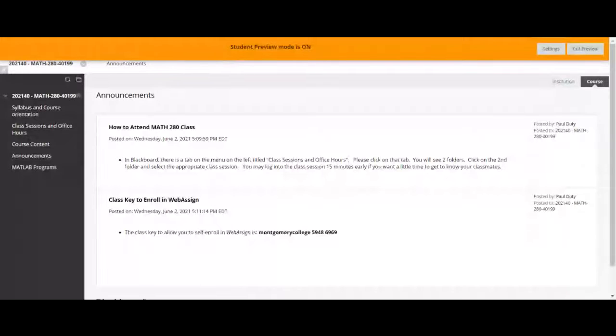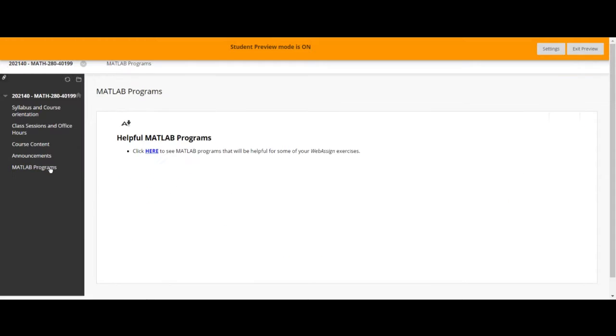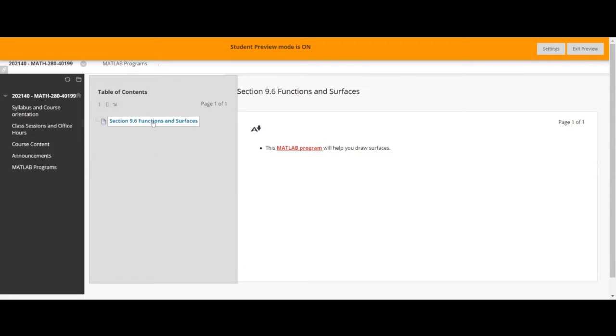Okay, so can everybody see the Blackboard okay? Maybe give me a thumbs up. Okay, excellent. So you see there's a link there called MATLAB Programs. Click on MATLAB Programs, and then click here to see some helpful MATLAB programs. In section 9.6, there is a MATLAB program. Click on the link, and it'll bring up a MATLAB program that you can download. It says for figure 9a, but it's actually figure 10a. Who is clicking on that link and seeing a MATLAB program that they can download? Maybe give me a thumbs up if you're experiencing that.